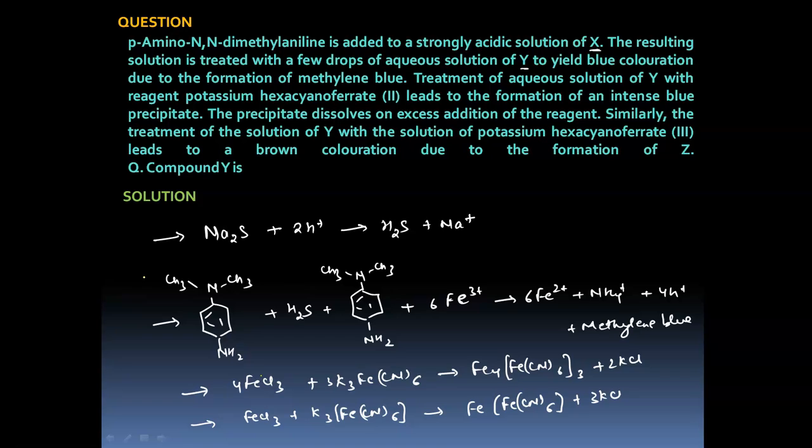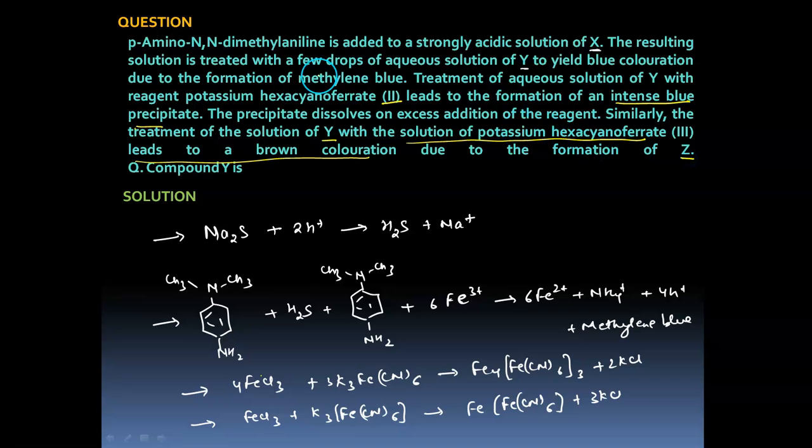So the question over here is: para-amino-N,N-dimethylaniline is added to the strongly acidic solution of X. The resulting solution is treated with a few drops of aqueous solution of Y to yield a blue coloration due to formation of methylene blue. Treatment of aqueous solution of Y with the reagent potassium hexacyanoferrate(II) leads to formation of an intense blue precipitate. Similarly, treatment of Y with the solution of potassium hexacyanoferrate(III) leads to brown coloration due to formation of Z. So we were asked to identify X, Y and Z.